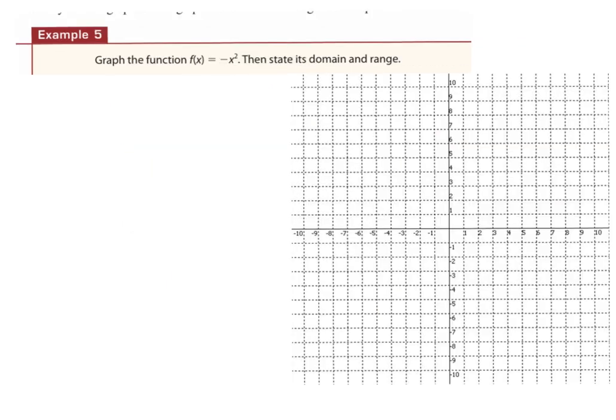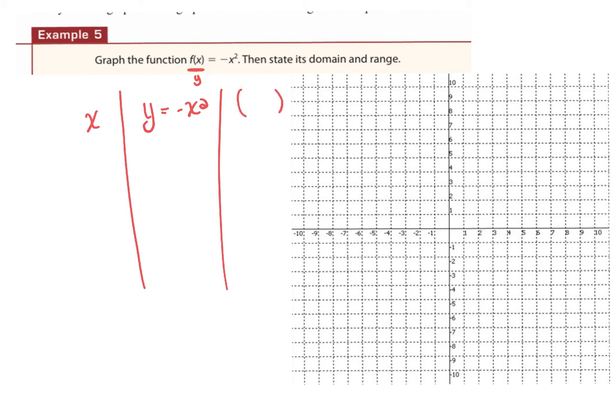This last one says graph the function f of x equals negative x squared. F of x equals negative x squared. So they did not give me any x values. They told me what y equals. Remember, f of x is the same thing as y. And so I am going to have to choose my values here. So when they don't give it to you, I recommend you always choose 0 and then choose a couple negative numbers and a couple positive numbers. So like negative 1, negative 2, 1, and 2. Okay?